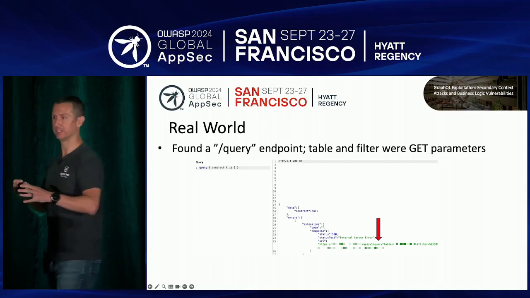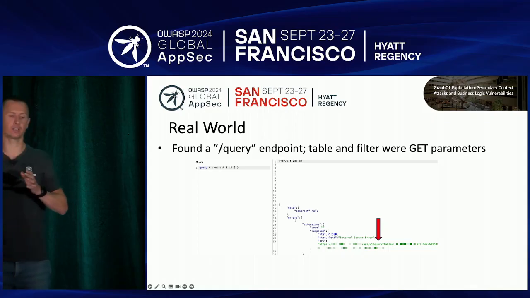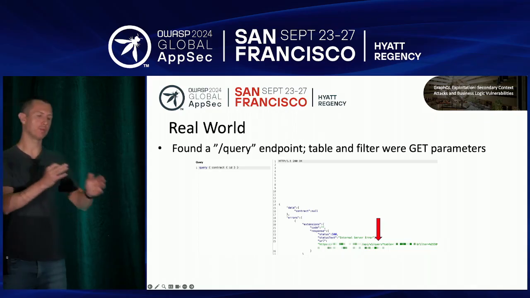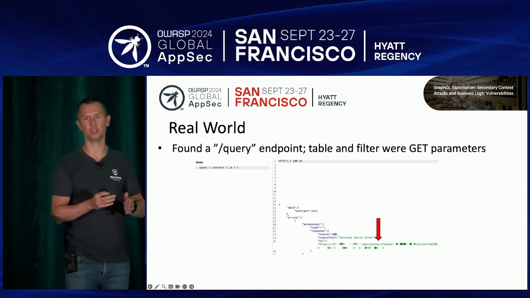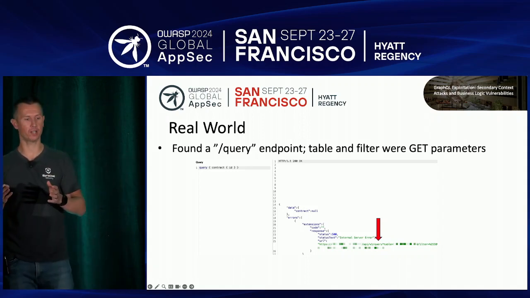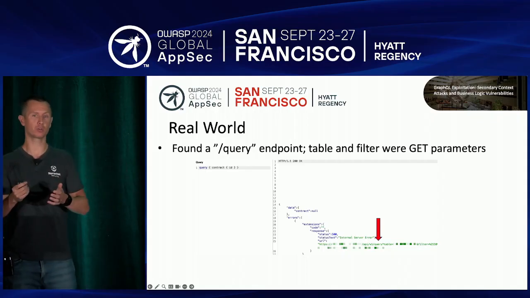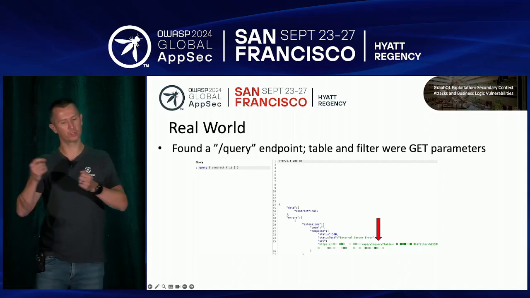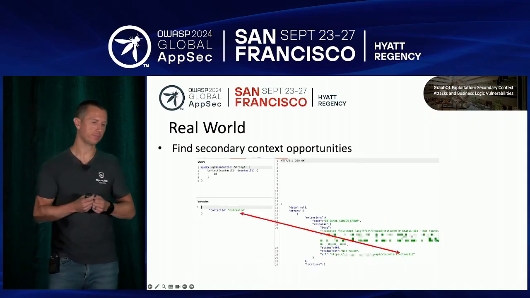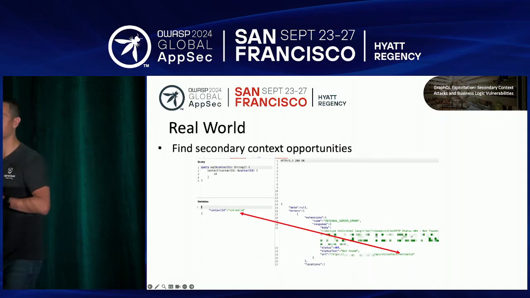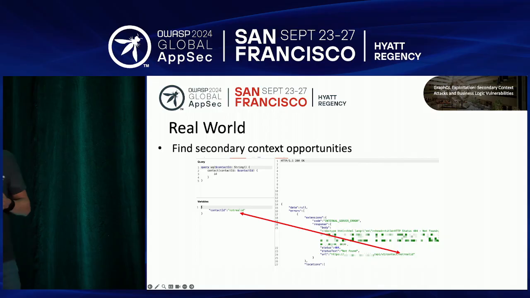Now, this is pretty exciting. This seems like, okay, now if I can control this, I can probably do SQL injection. The problem is on the left there's no input to this. It's just simply contract. And so I can't really control anything. So anyway, make a note, save it for later. At the same time, I was starting to find secondary context opportunities in the GraphQL server.